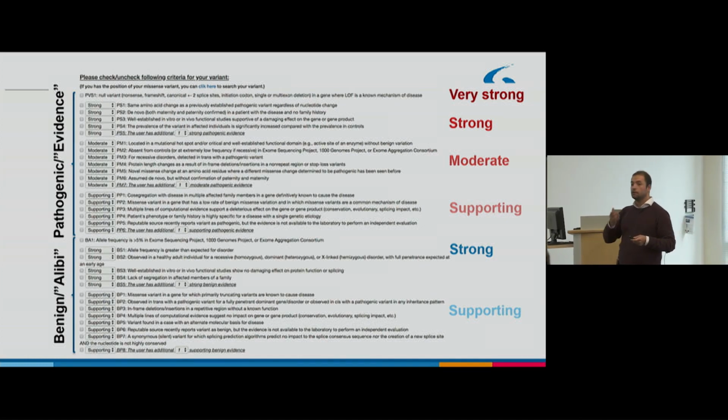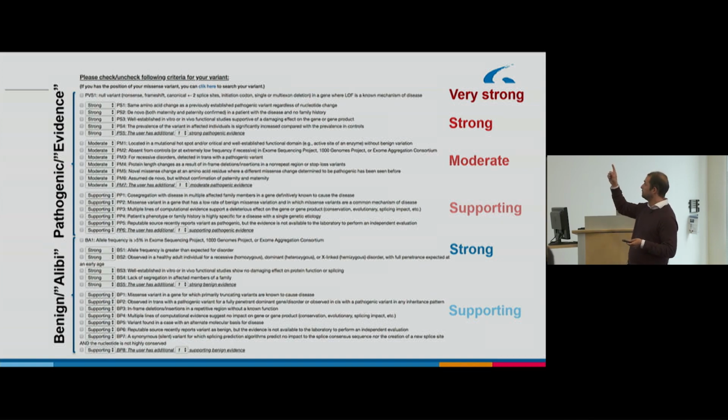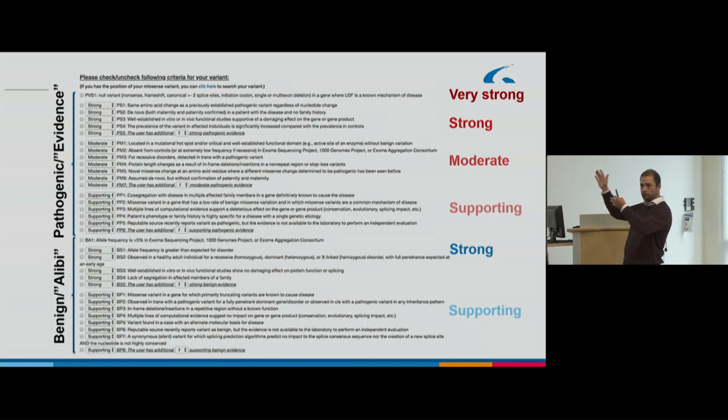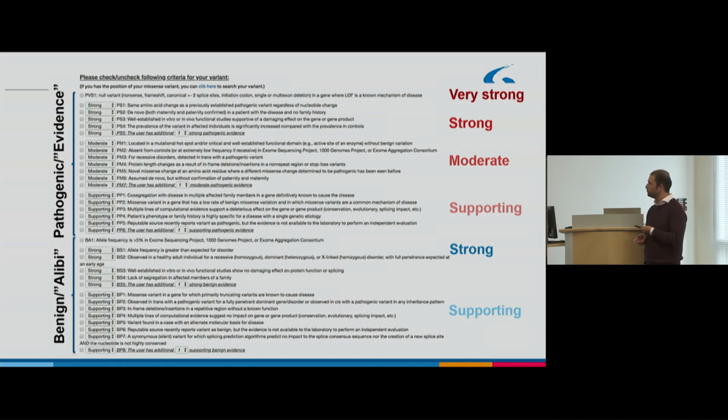So it's not enough to have just a very strong argument to call pathogenicity. You need to have a very strong argument in conjunction with two moderate arguments, or one very strong argument, and so on. These combinations, I will not show them because it's really difficult to see, and I will show you later on how to address this issue also.